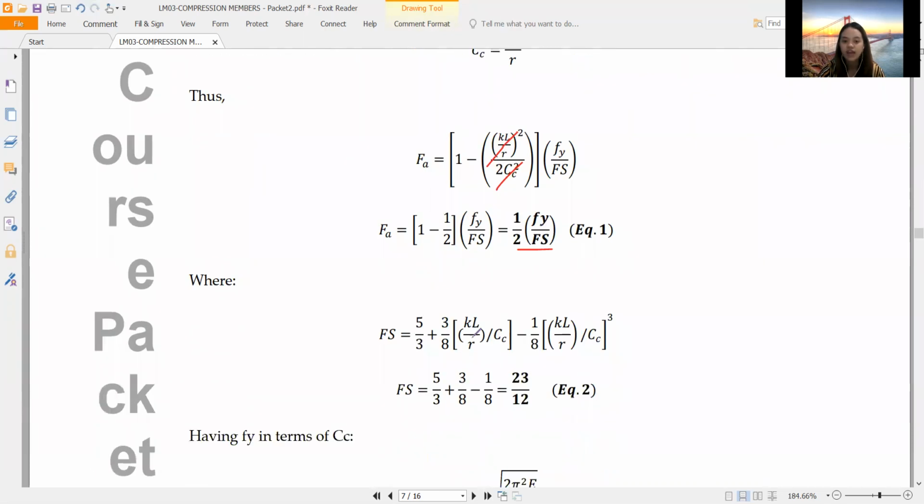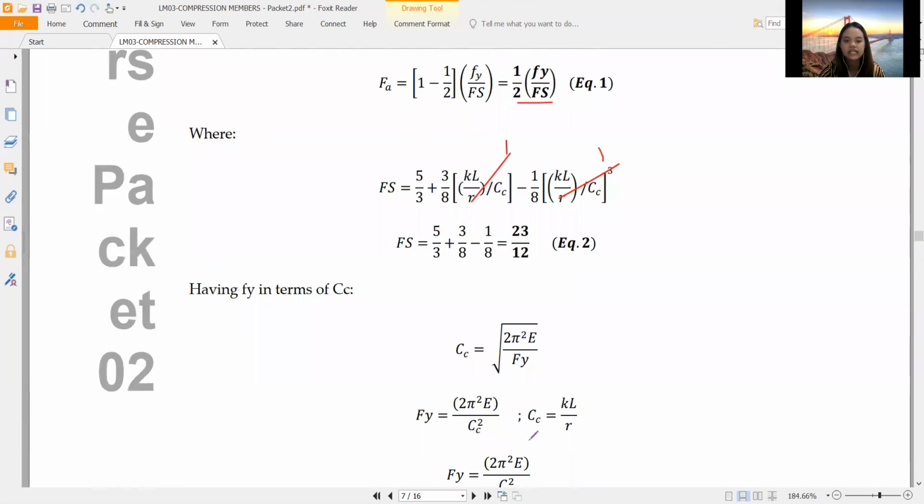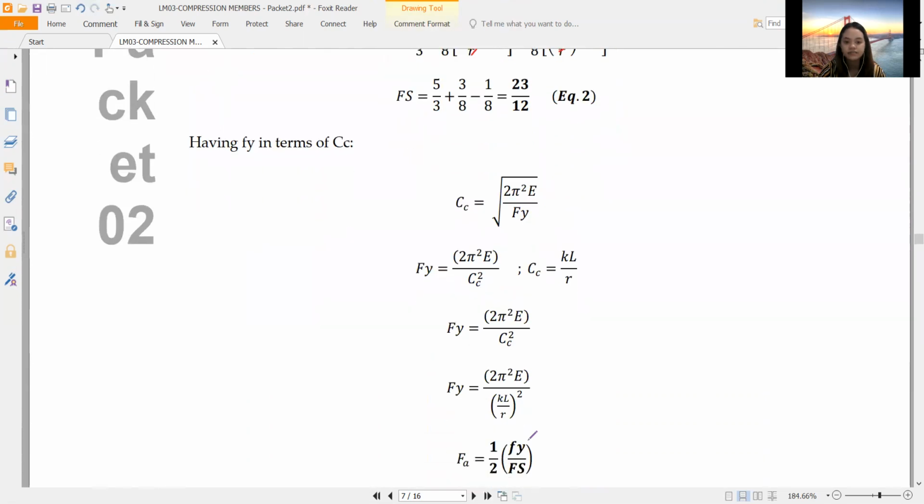So, what is your FS? You will use the same formula so that you don't have to memorize many formulas. Since this is equal, this would be equal to 1. This is also equal to 1. So, your FS is 23 over 12. As easy as that.